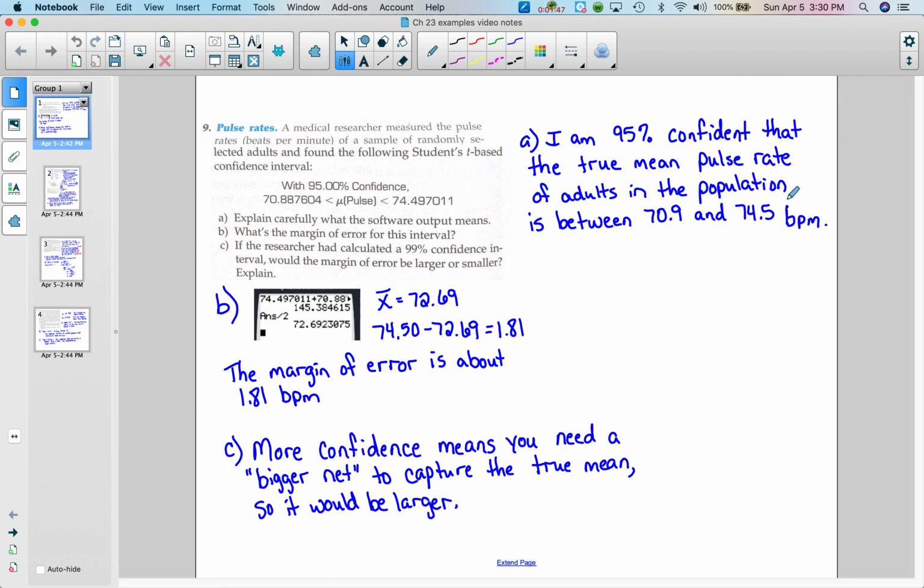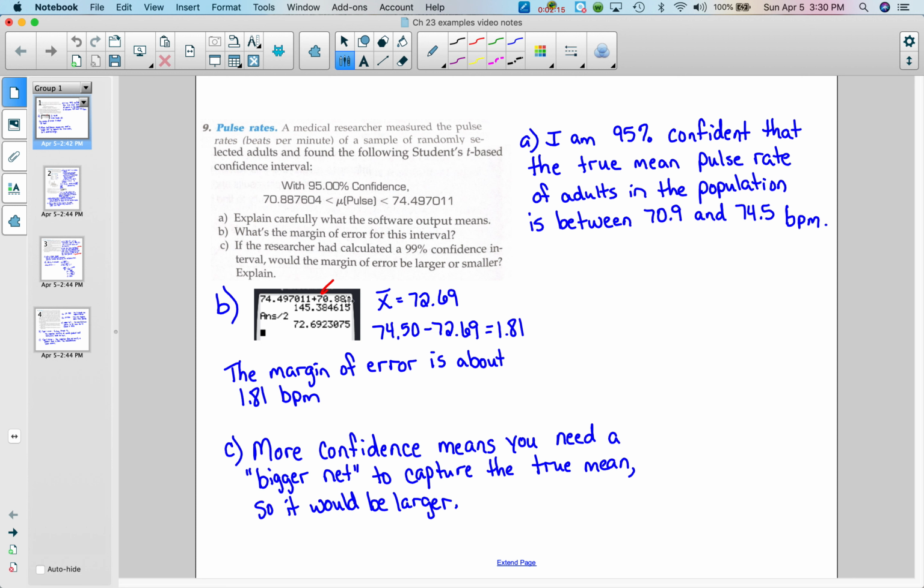Part B says, what's the margin of error for this interval? So you have to do a little bit of clever work here. Remember that they don't give us our sample mean, but the sample mean is right in the center. So what I did was, you can see here, I added these two. I found the average between 70.89 and 74.50. I just added them up and divided by 2, and I got 72.69. That's the mean pulse rate for the sample.